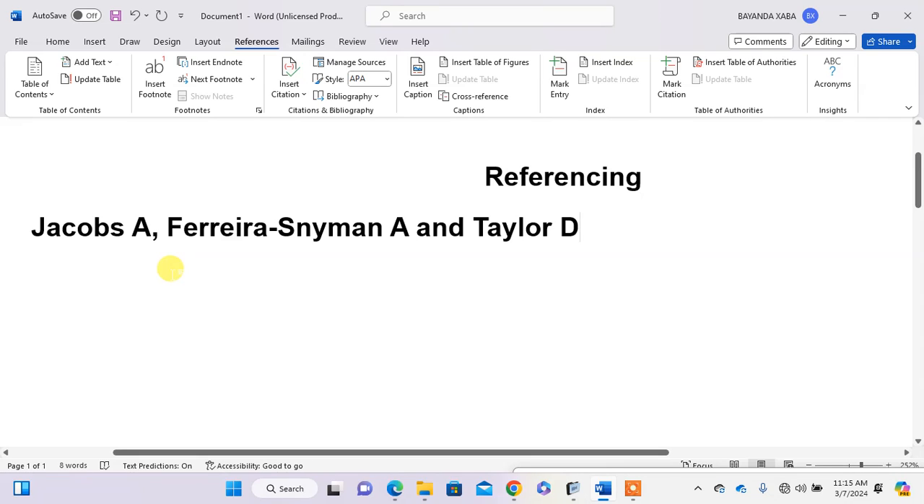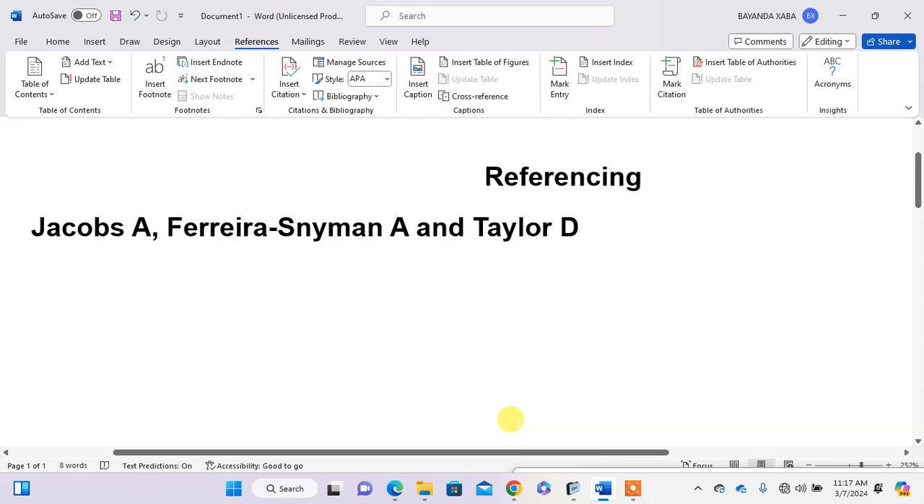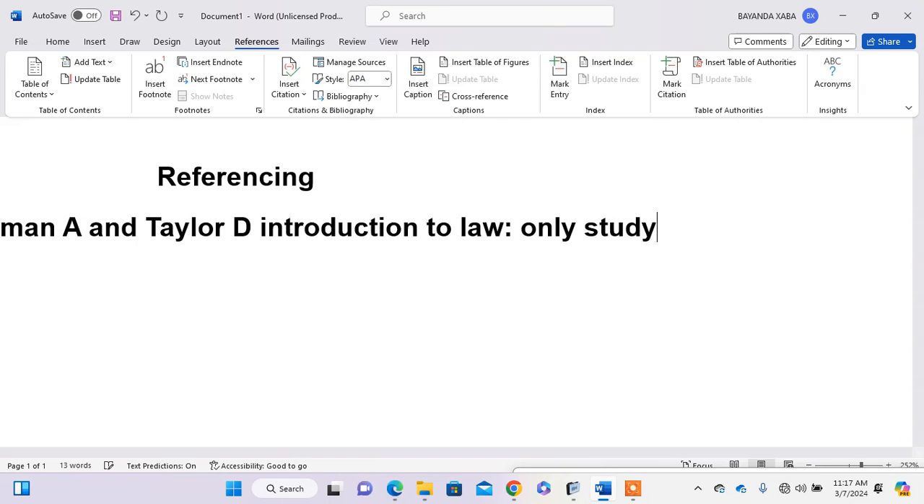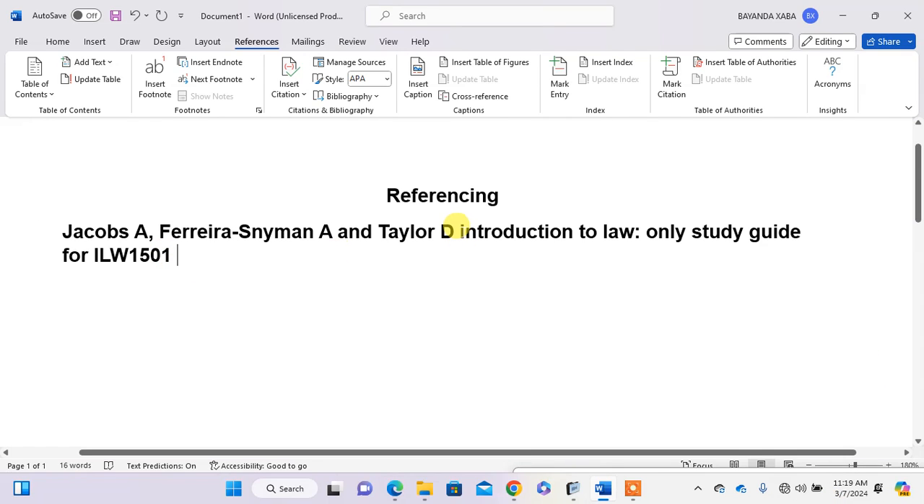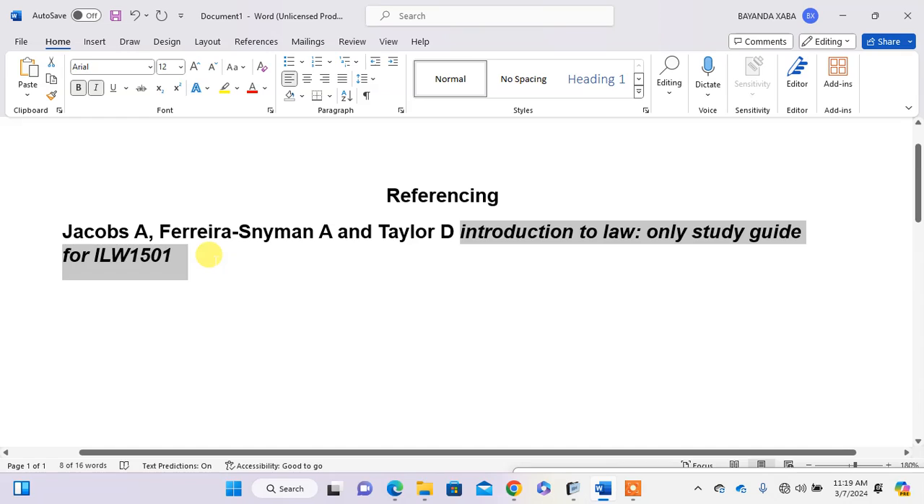Then we come to the Introduction to Law Only Study Guide. Then we will write Introduction to Law, only study guide for ILW 1501, or we can use the one from the olden days. So, Jacobs A, Ferreira, Smith A, and Taylor D, Introduction to Law, only study guide. Then when you finish this, you must know that you will put this one in italics. Very crucial. This one must be in italics. So: Jacobs A, Ferreira, Smith A, and Taylor D, Introduction to Law, only study guide for ILW.